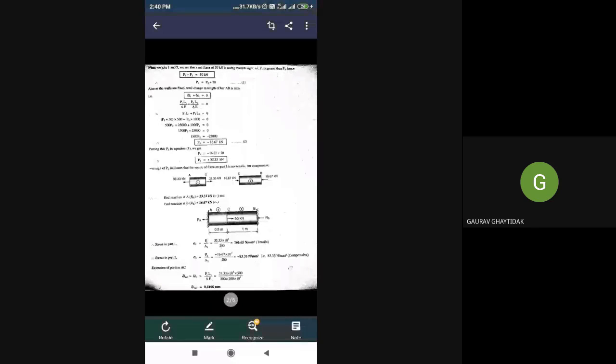What is sigma 1? That is P1 upon A, that is force upon area. We are calculating the stresses in section 1. So sigma 1 is equal to P1 upon A1. Area is common for section 1 and 2. And already we have calculated the value of P1. Put the value of P1, 33.33 into 10 raised to 3. We have to convert that kilonewton into Newton and find the value of sigma 1, find the value of sigma 2.